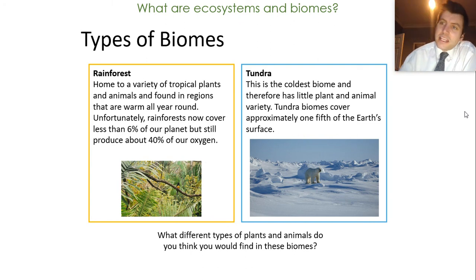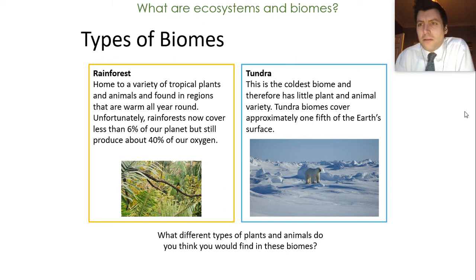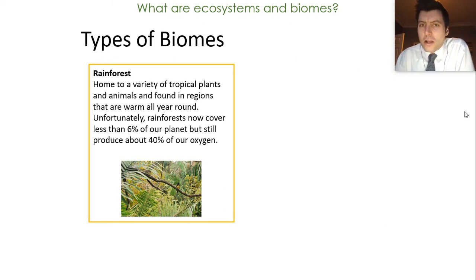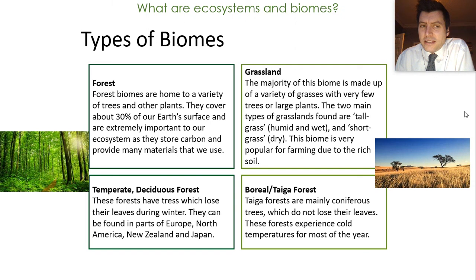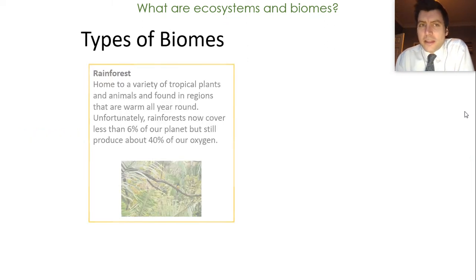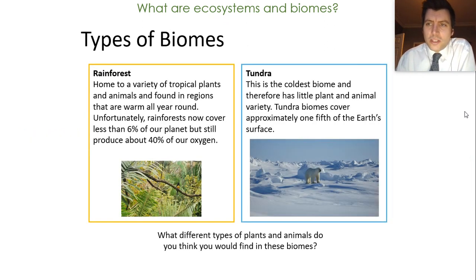Now, again, thinking back to our work on adaptation, thinking about which type of animal could flourish in which type of place. Why could a polar bear not flourish in a rainforest? What kind of animal would survive in a grassland? Why would their colouring help them? What kind of animal would struggle in a forest? Have a think about those different biomes and what kind of animal you think would flourish there.